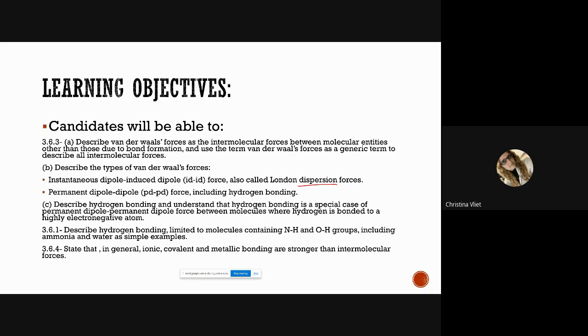Underline that word dispersion. I was taught dispersion forces. It's less words, so I use it. Cambridge allows it to be used, so you'll see me use dispersion forces. However, Cambridge also uses terminology for the first type. And the second type is permanent dipole-dipole force, including hydrogen bonding.